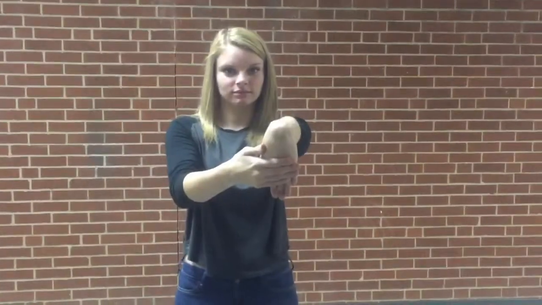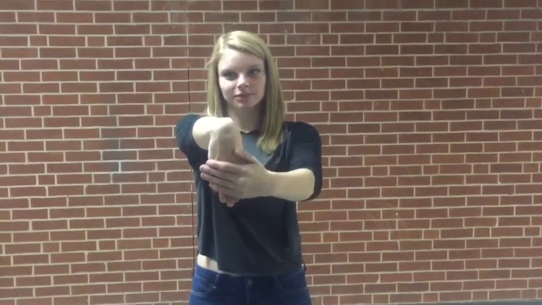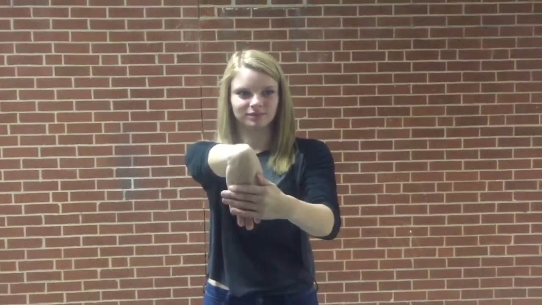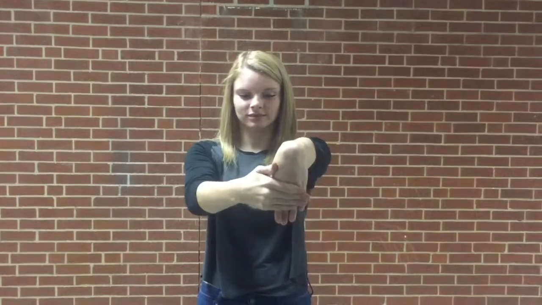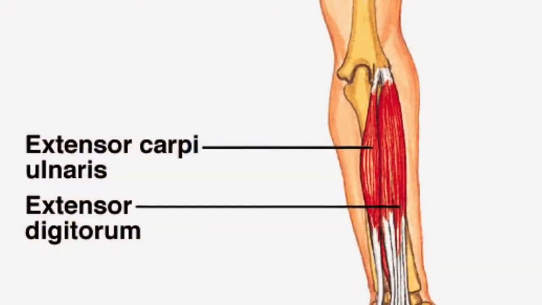She is working out her extensor digitorum. The origin is the distal humerus. Insertion point is the distal phalanges of the second to fifth fingers. Primary action is to extend the fingers and the wrist.